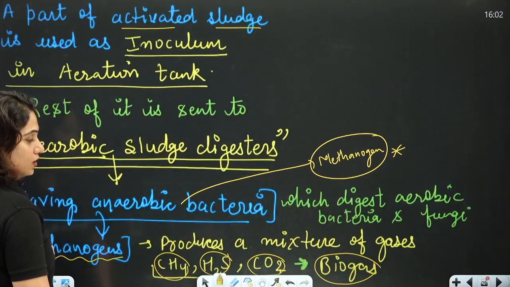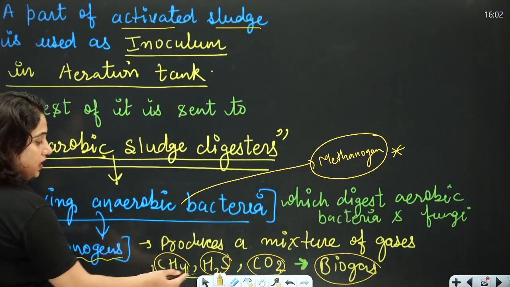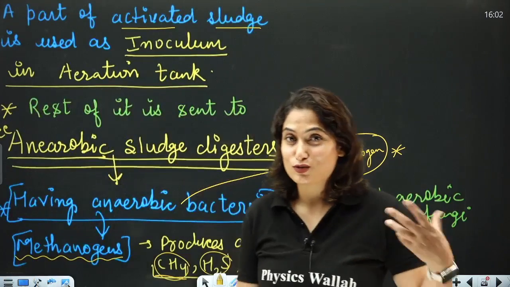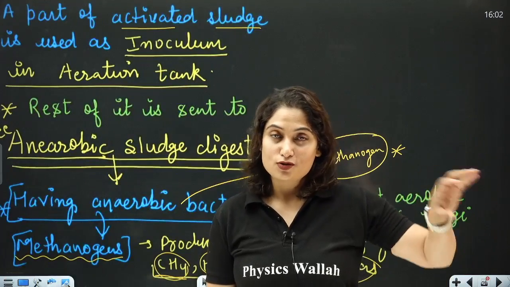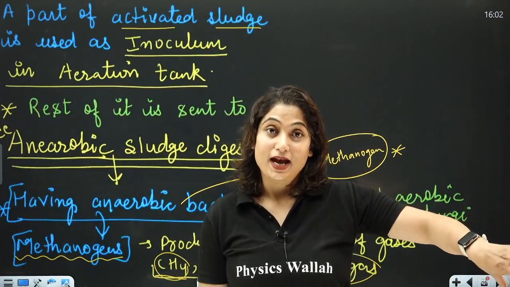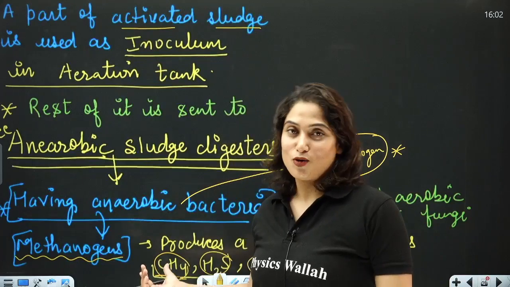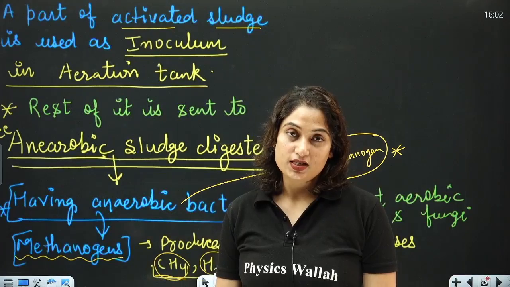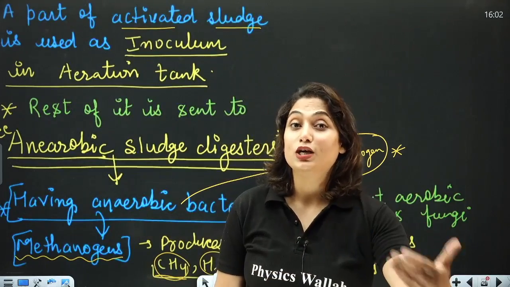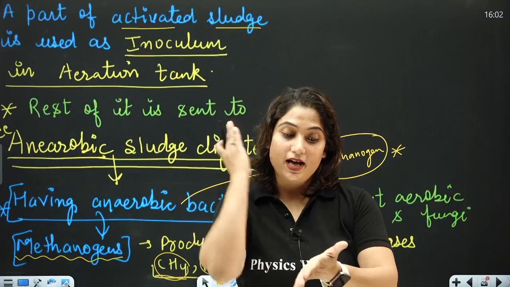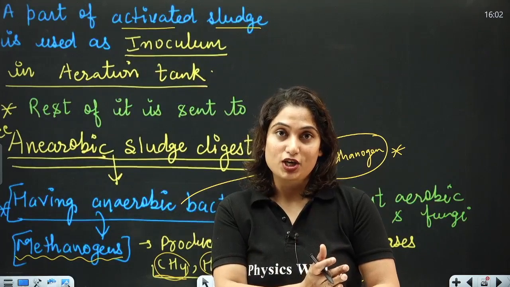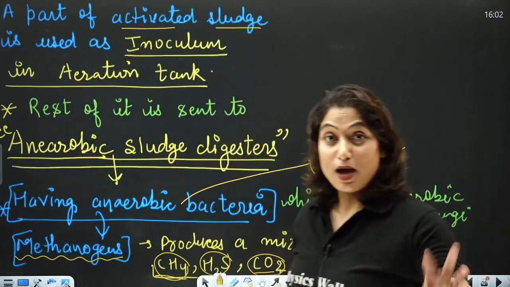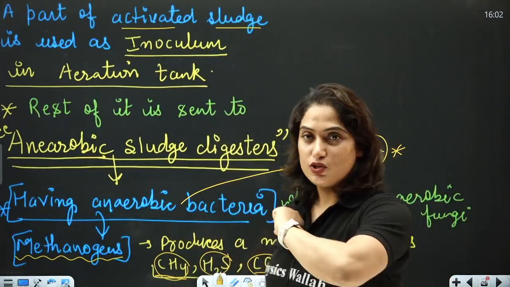And what is the constitution of biogas? It has methane, hydrogen sulfide, and CO2. So see, this is so great that the water is getting purified, and along with it, methane is also getting produced. So in anaerobic sludge digesters, the anaerobic bacteria, methanogen, when it digests the aerobic bacteria and fungi, forms biogas as a byproduct. So biogas is also formed during the sewage treatment.